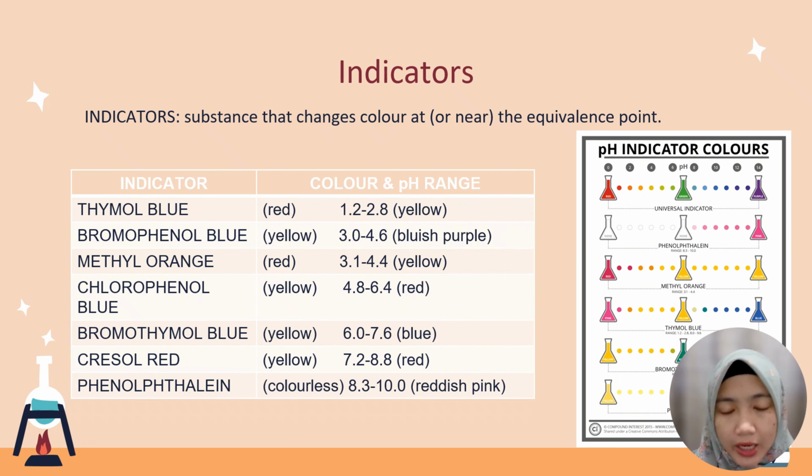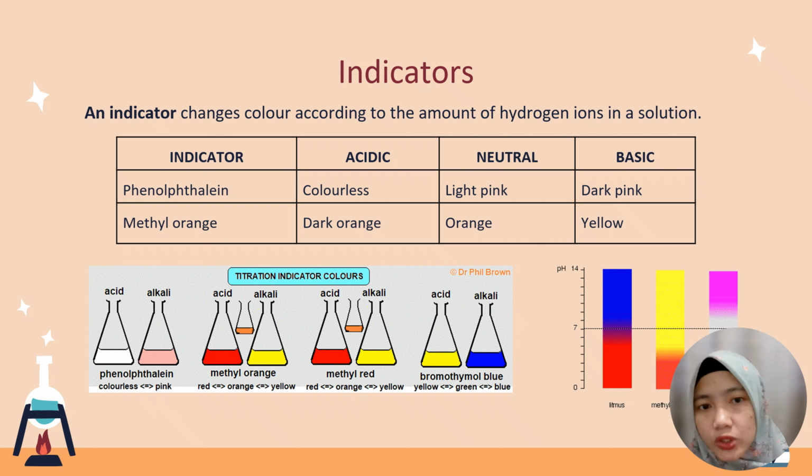Different types of indicators show different color changes. For example, thymol blue will be red in acidic solution while it will turn yellow in a basic solution. Bromophenol blue is yellow in acidic solution and it will turn bluish purple in a basic solution. The most common indicators that we use in our lab are phenolphthalein and methyl orange. Phenolphthalein is colorless in acidic solution and it will turn light pink when it reaches the equivalence point, which is when it turns neutral.